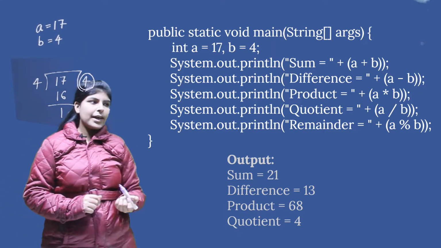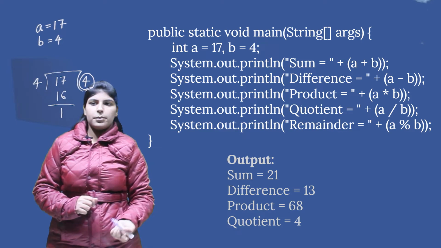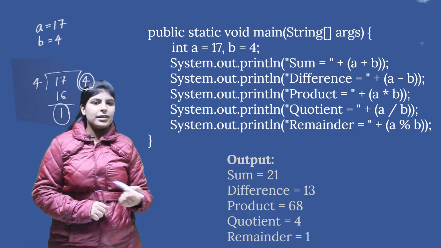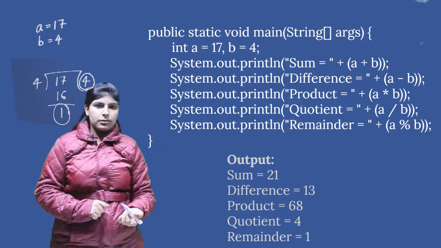In the next statement I have remainder is equals to A mod B. So when I divide them, the remainder is 1. So I'll get remainder is equals to 1.